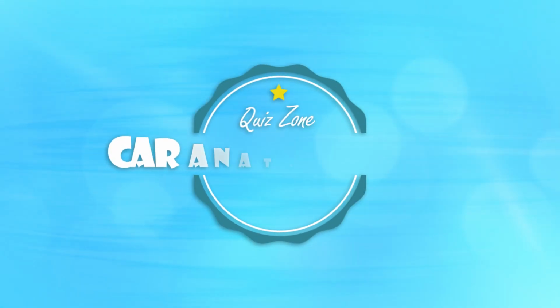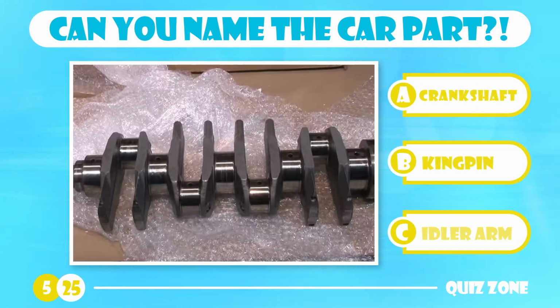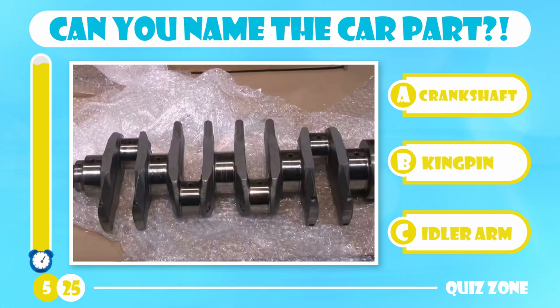Alright, now name this car part shown in the image: crankshaft, kingpin, or idler arm. A critical part of the engine, a crankshaft transforms the pistons' reciprocating up and down motion into a rotational motion. This, in turn, moves your car forward.